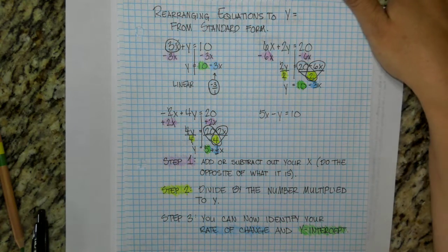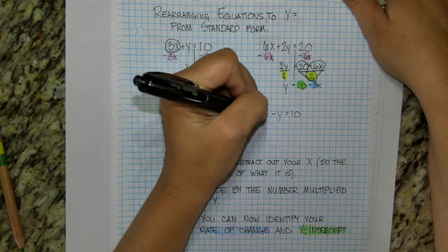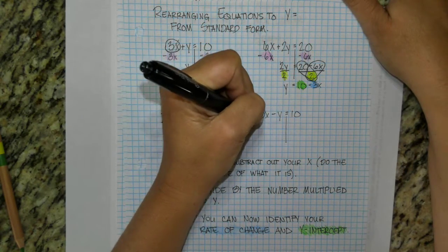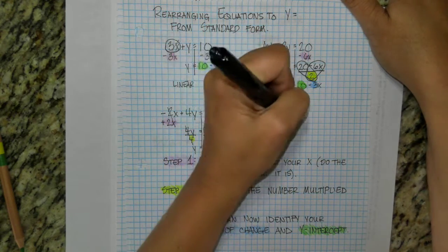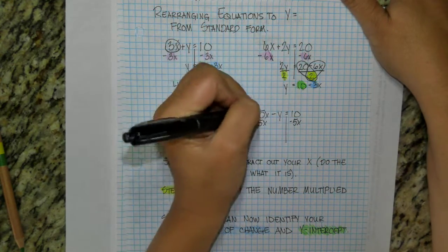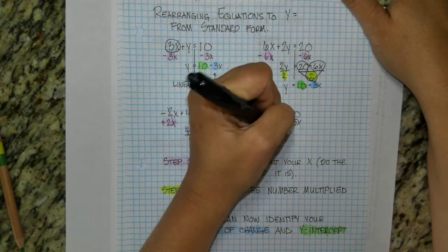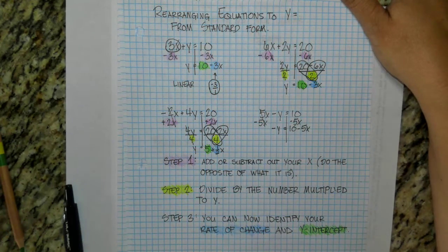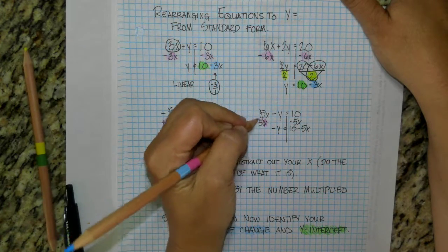And last one. I'm going to add or subtract out my x first, and because it's positive, I'm going to subtract it out. I'm left with negative y equals 10 minus 5x. So there was my step 1.